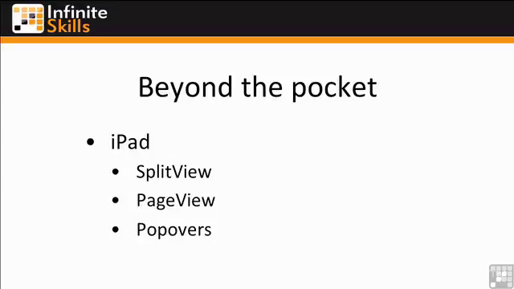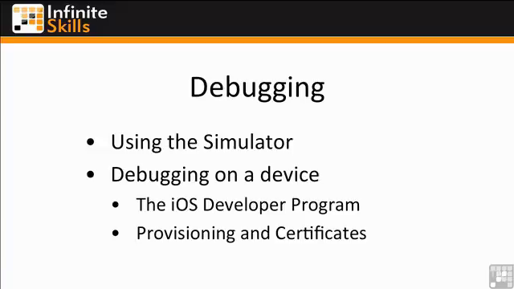When you go beyond the pocket, there are features available only on the iPad, including the split view, page view, and popovers. And when you're debugging your app, there are two ways to do it. We'll explore debugging both on the iPhone and iPad simulator, which comes with Xcode, and how to set up and debug on an actual device, including a step-by-step walkthrough of how to join the iOS developer program, provision your devices, and download and install the certificates.